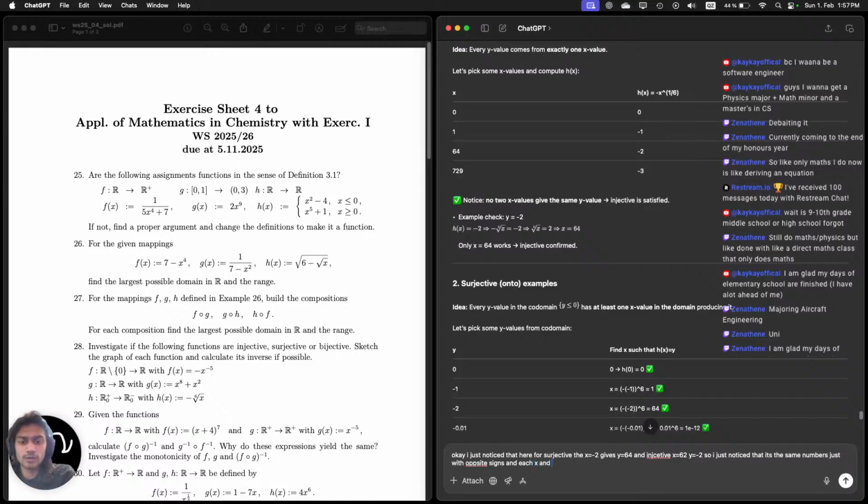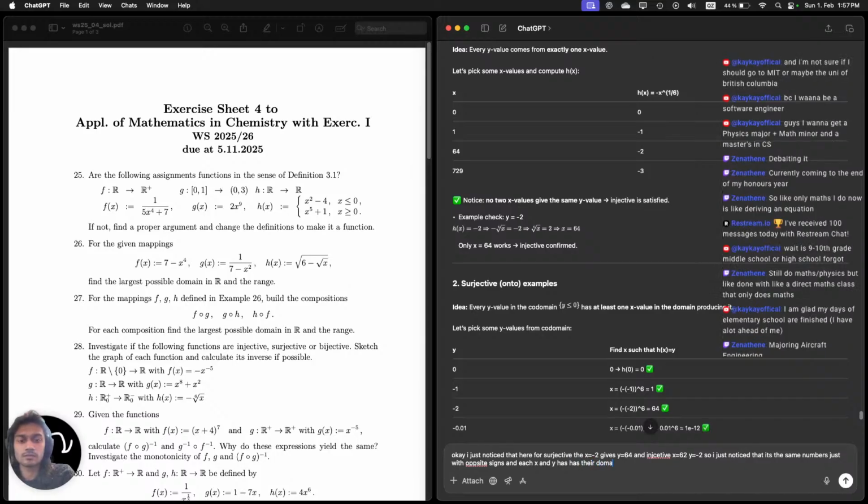Each x and y. Is this the case for all bijective functions?